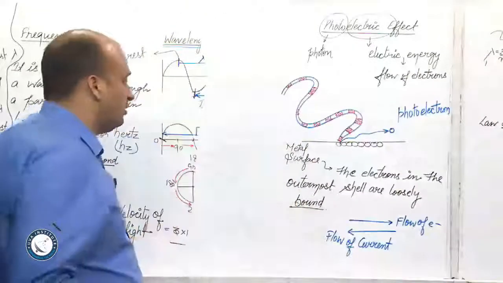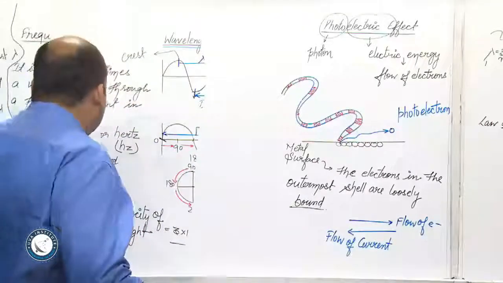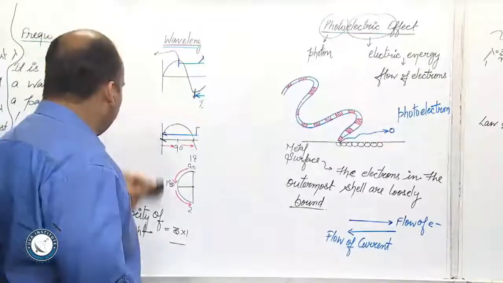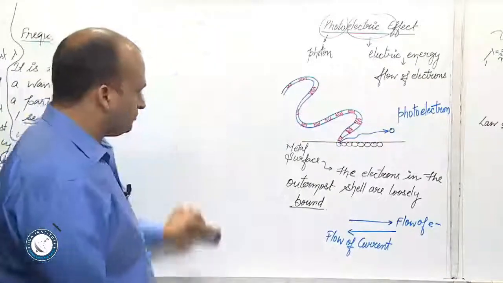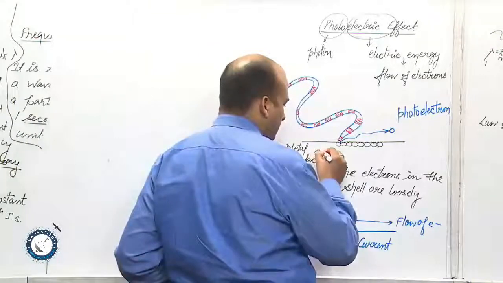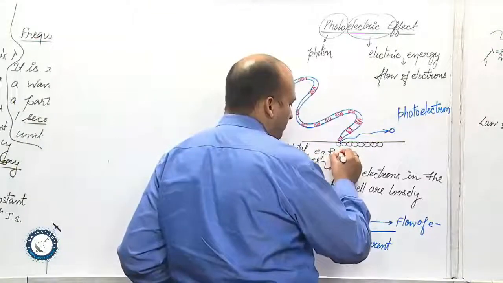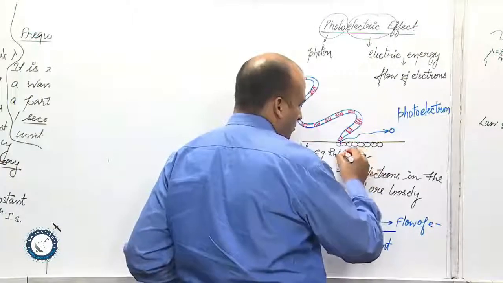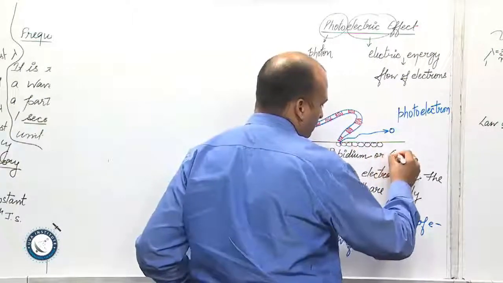Nowadays everybody is talking big about solar cells. So this is what is happening in the solar cells, and the metal that we normally use over here is either rubidium or cesium.